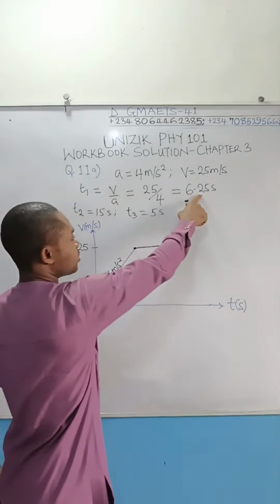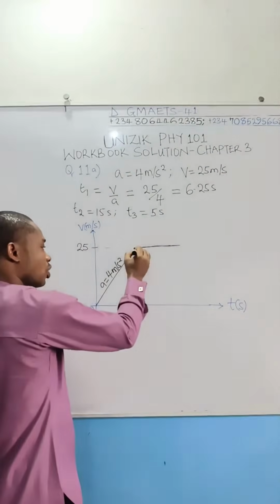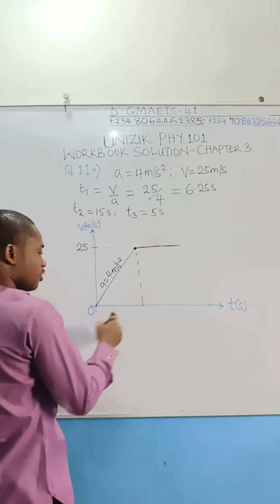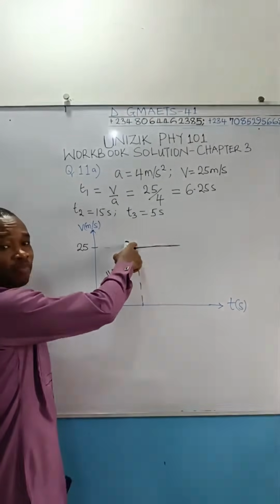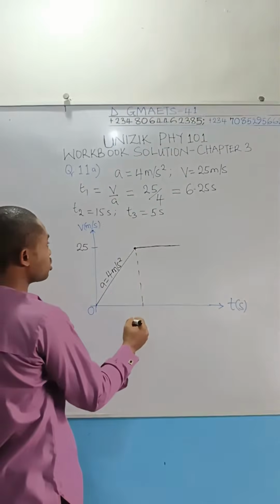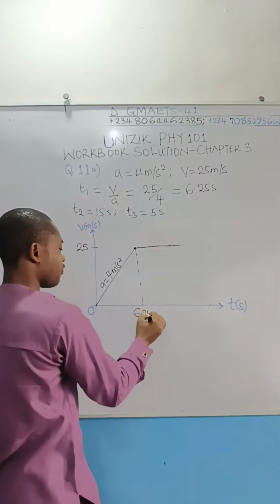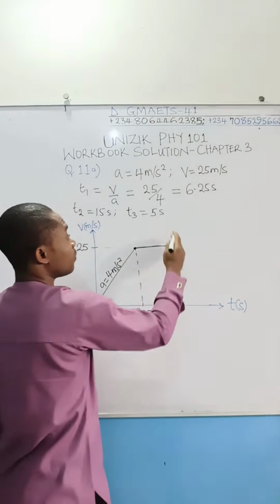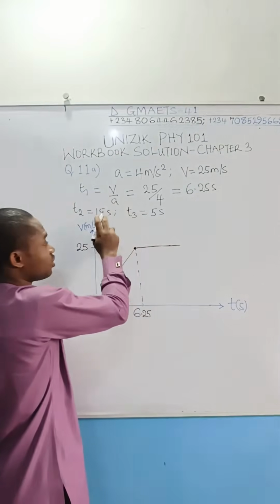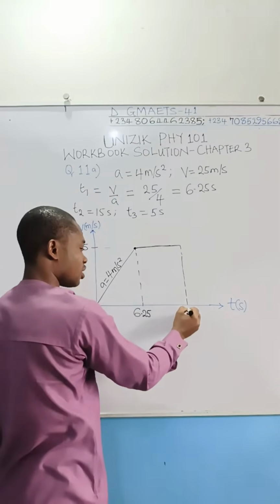The question says for 6, right? No, for 15 seconds. So up to this point, watch. From rest up to the maximum velocity of 25, it took the sedan car 6.25 seconds. So maintaining this constant velocity for 15 seconds means from this point to this point, it's going to be 15 seconds.